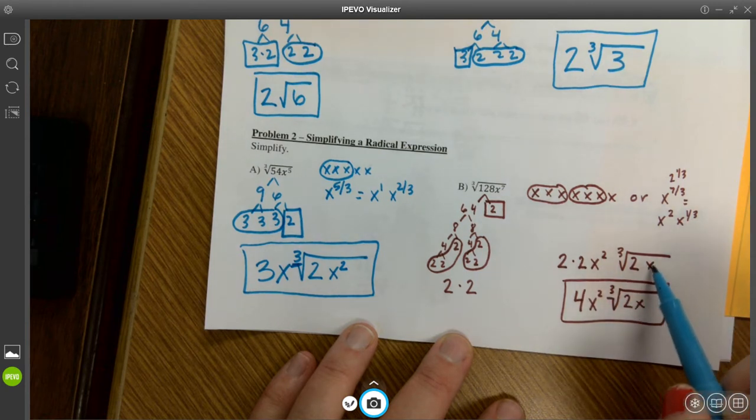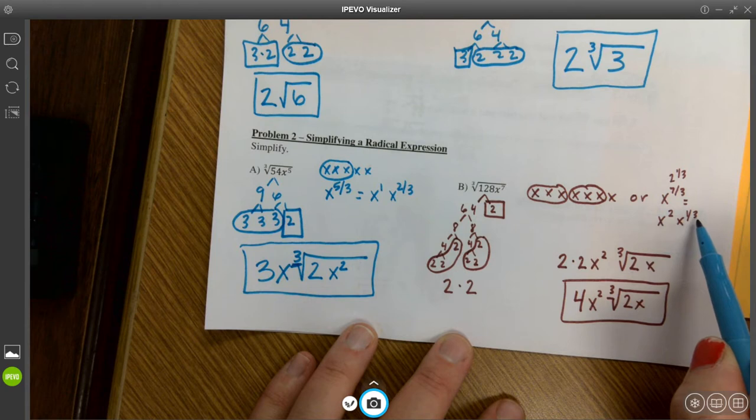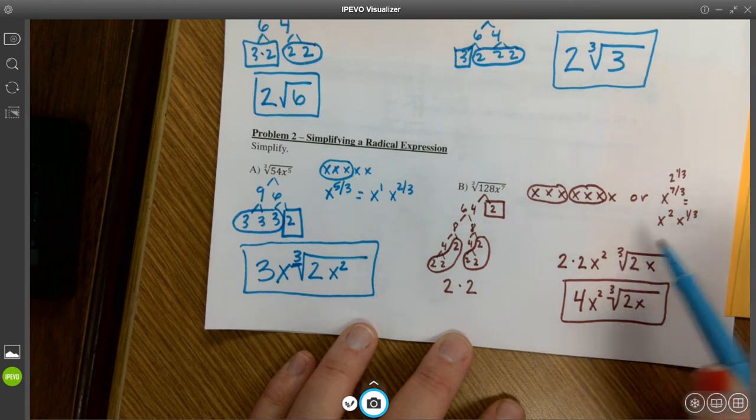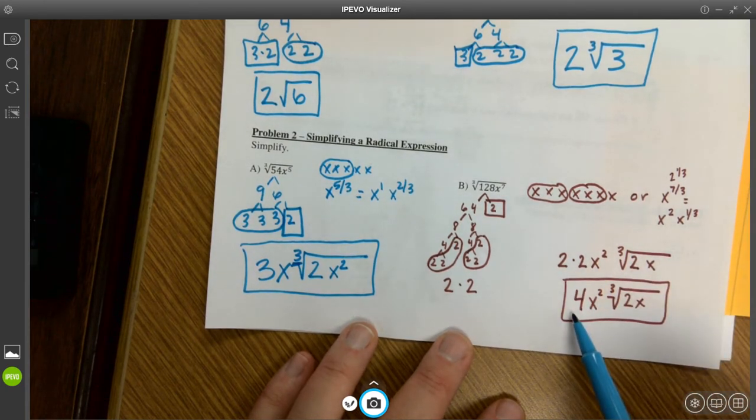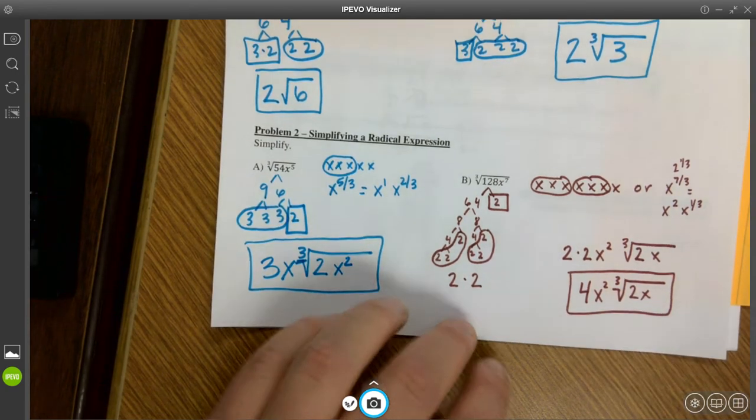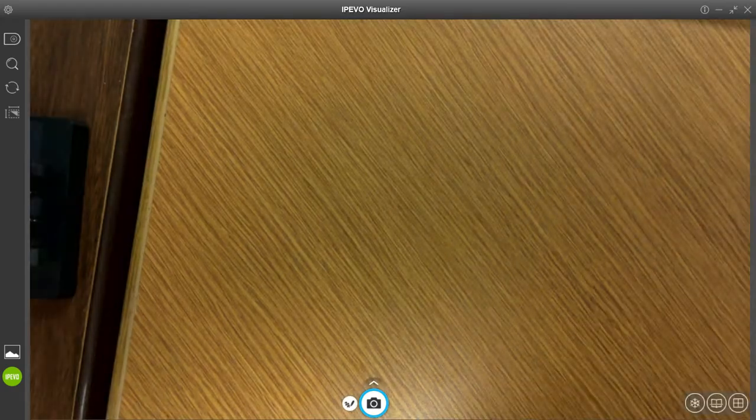So you do not write this as a fraction because the 3 is your index. The 3 is your index. So 2 times 2 is 4. 2 x's come out, that's x squared. Your index is 3, and the 2x remains inside.